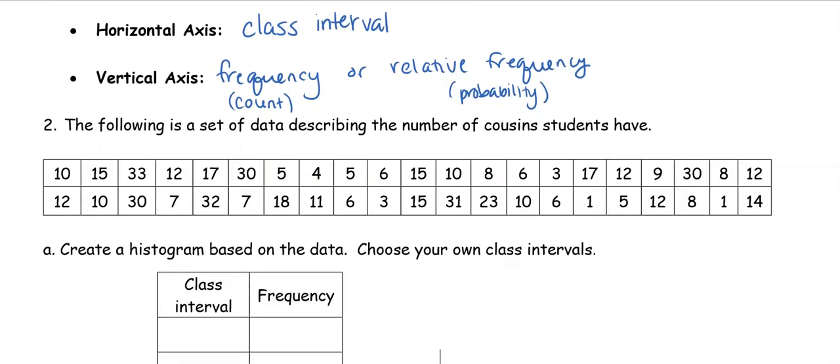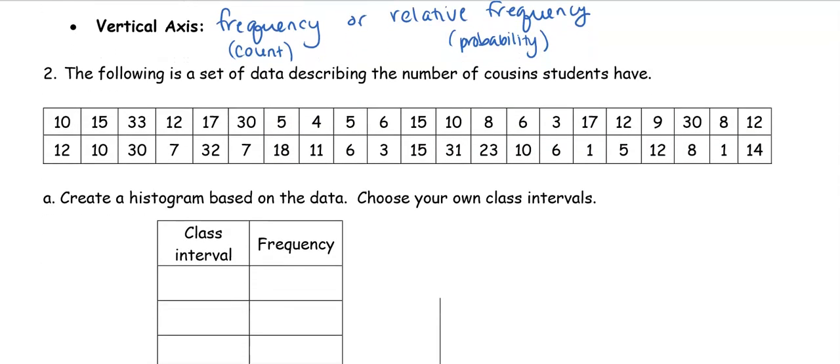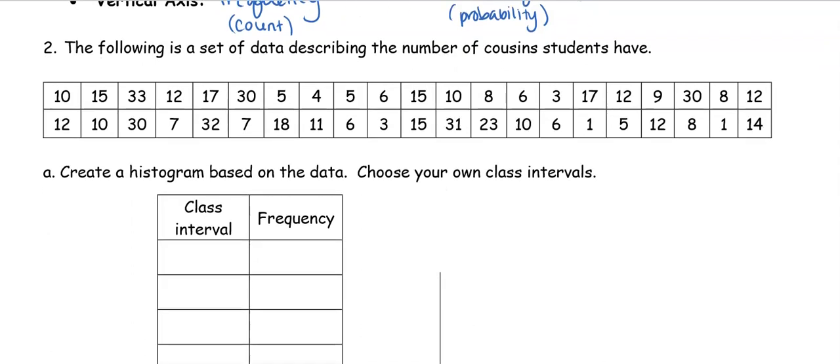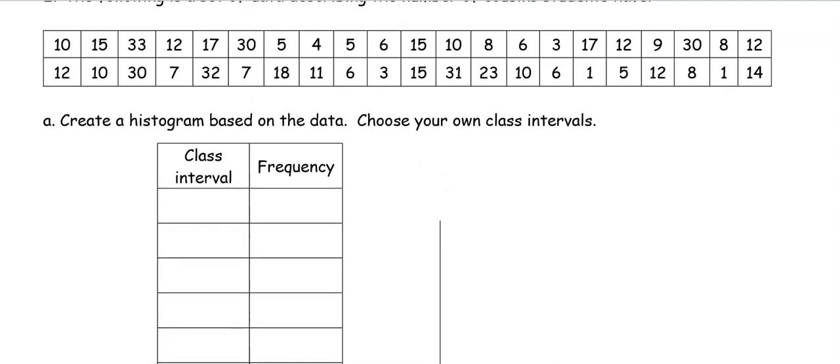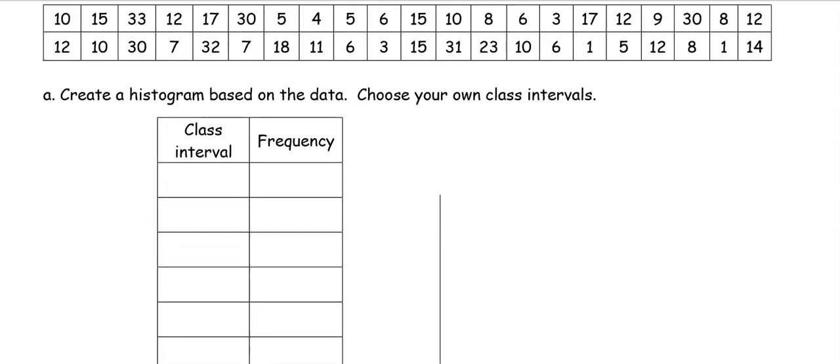All right, so the following is a set of data describing the number of cousins each student has. So if you look at this first chart, all of those numbers. So someone has 10 cousins, someone has 15 cousins, someone has 33 cousins, someone only has 4 cousins, someone only has 1 cousin. So this is saying how many cousins someone has. What we want to do is create these intervals or these bins for our data. So to create the histogram, we're going to choose those intervals.